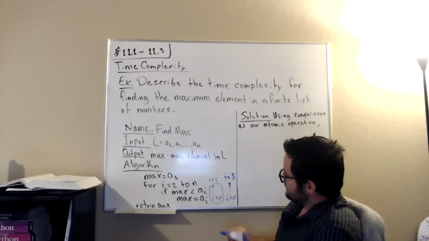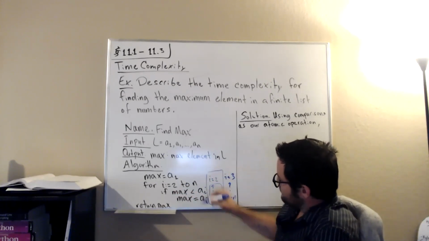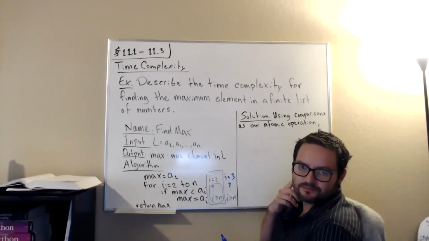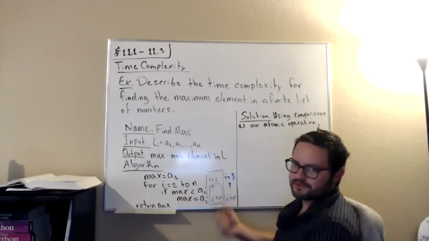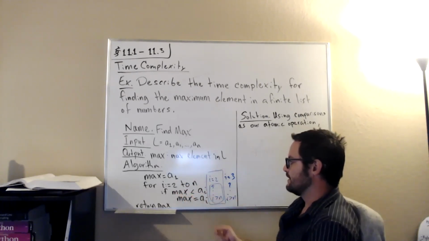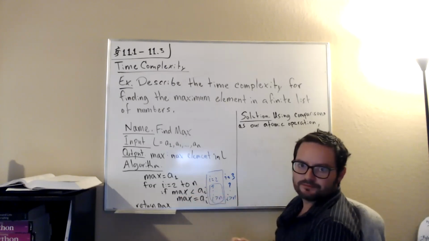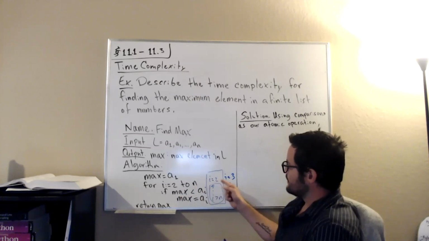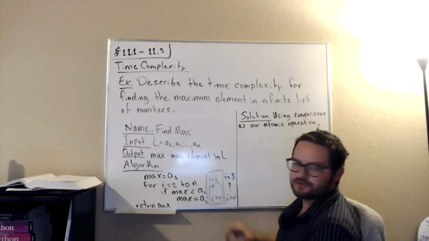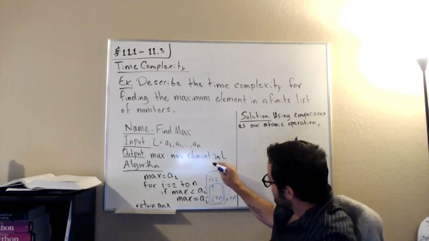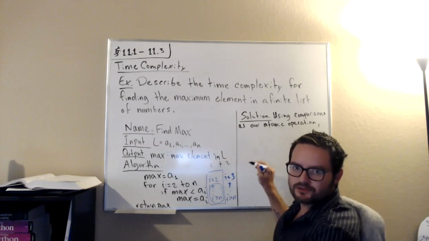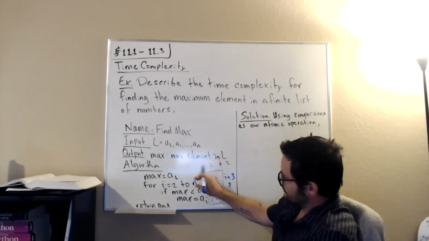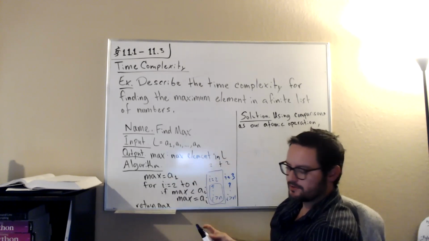Okay? So we see for each of these i, from 2 to n, we have to make 2 comparisons. You see that, right? A comparison is a Boolean comparison, like is max less than a_i? And then is i greater than n, or does i equal n? So for each of those i, from 2 to n, we make 2 comparisons. So it's like 2 plus 2 plus 2 plus 2 plus 2 for each i from 2 to n. So what does that equal? That's 2 times n minus 1 comparisons.